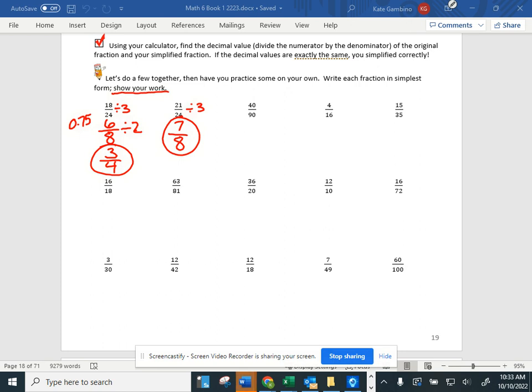So now I'm going to check my math. 21 divided by 24 is 0.875. I need to check is 7 divided by 8, 0.875? It is. So I've circled my final fraction, my simplest fraction, and I've written my decimal point because I checked both fractions to make sure they equal the same decimal. If you write down 21 divided by 24 is 0.875 and then you check 7/8 and it's a different decimal, you have to go back because somewhere you did your math wrong.